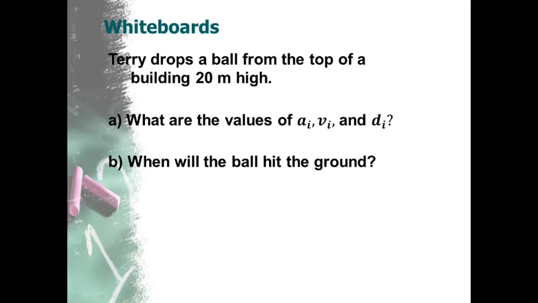All right, welcome back. Our acceleration is the acceleration due to gravity, so my acceleration is equal to negative 9.8 meters per second squared. My initial velocity is equal to 0 meters per second because Terry is just dropping this from the height of a building. My initial displacement is equal to 20 meters.